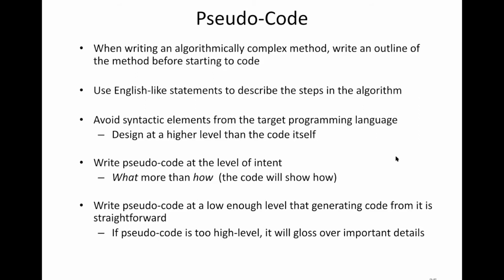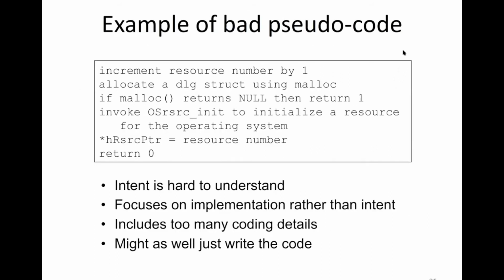And so I'll show you good and bad examples of that. So we want to do it at a low enough level of detail that it's pretty easy to generate the code, but not so low level that it's as complex as the code. Okay, so here's a bad example.